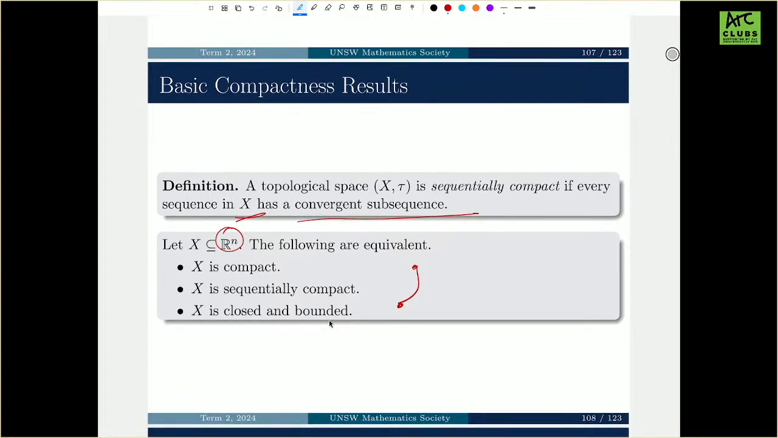Let's say X is closed and bounded, and we have some sequence in X. Well, X being bounded means the sequence is bounded. That sequence will contain some convergent subsequence by Bolzano-Weierstrass, because we can apply that now that we have boundedness. And the limit of that is also going to be in X, because X is closed, so it contains its limit points. So that's why this will get you sequentially compact.